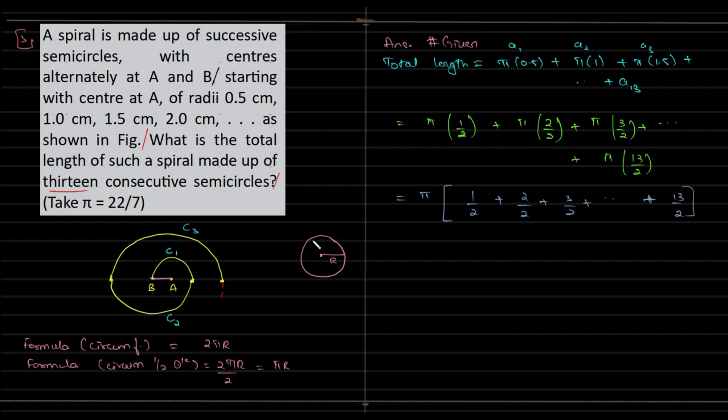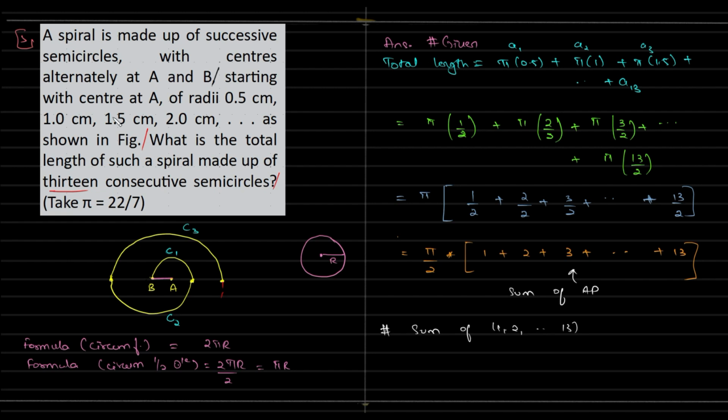And one more thing can be taken out. Can you guess what? Half. If I take out half, it'll be left out with 1 plus 2 plus 3 plus up to 13. So what is this you're looking at? This is nothing but sum of APs, right? 1, 2, 3, 4 till 13. Okay. So we just have to find the sum of 1, 2 till 13.